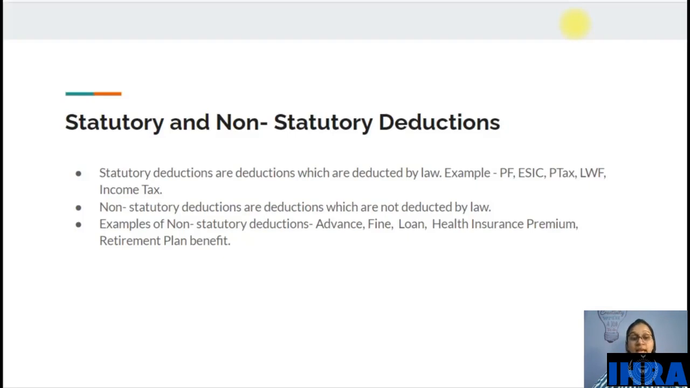What is loan? If the employer gives you an amount for a particular period of time, for a fixed tenure, then this comes under loan. It is generally interest free, and also this is for more than a year. So advance was for less than a year, 4-5 months or max 11 months, but loan is for a longer duration. The interest amount is generally negligible, very low, or nil. So this also comes under non-statutory deduction.